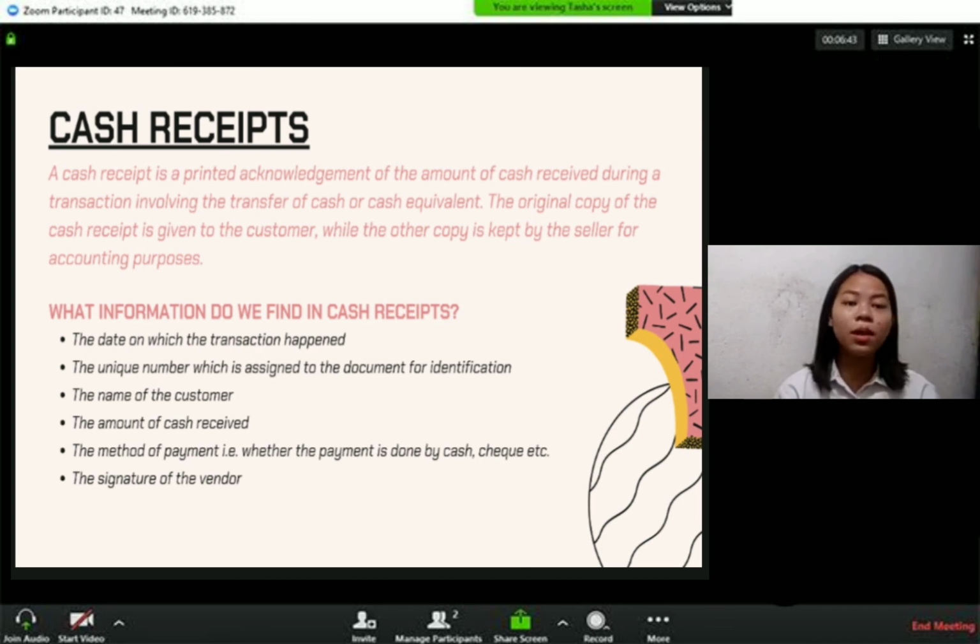Usually, the cash receipt is recorded when the money is taken from the customer to adjust the balance of outstanding accounts receivable that was generated when the credit sale transaction happened. In making a cash receipt, this information is stated. First, the date on which the transaction happened. A unique number assigned to the document for identification, the name of the customer, the amount of cash, the method of payment, and the signature of the vendor. This is an example.